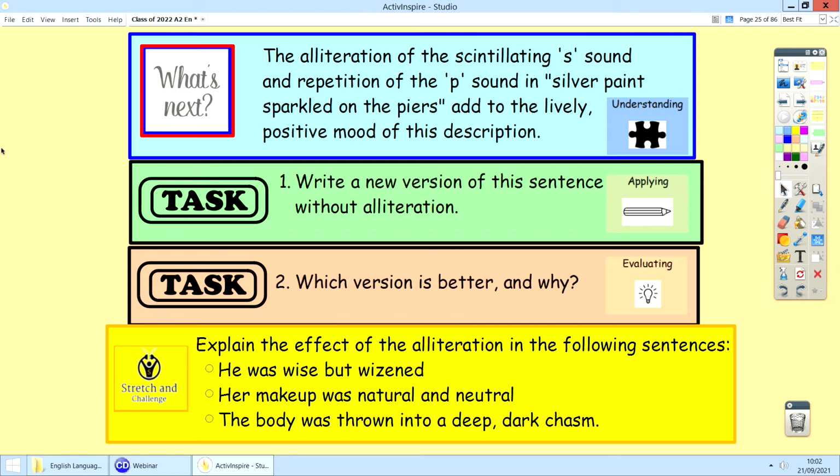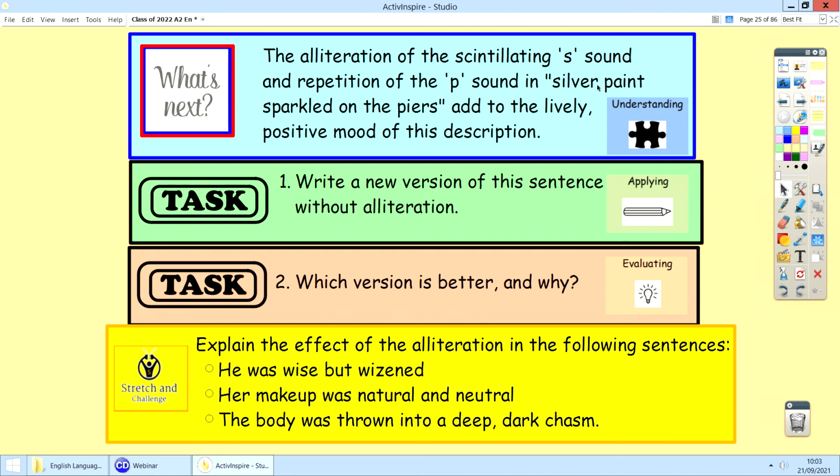So number one, I need you to write a new version of this sentence without the alliteration, which is much more challenging than you think. My pupils here in our class struggled. And then I need you to analyse, evaluate which version is better and why. And for a stretch and challenge, for those people who want to take this to the next level and challenge themselves and develop these skills, I need you to explain the effect of the alliteration in the following sentences. He was wise but wizened. Her makeup was natural and neutral. The body was thrown into a deep, dark chasm. So go ahead and pause the video and do that now, and then come back.